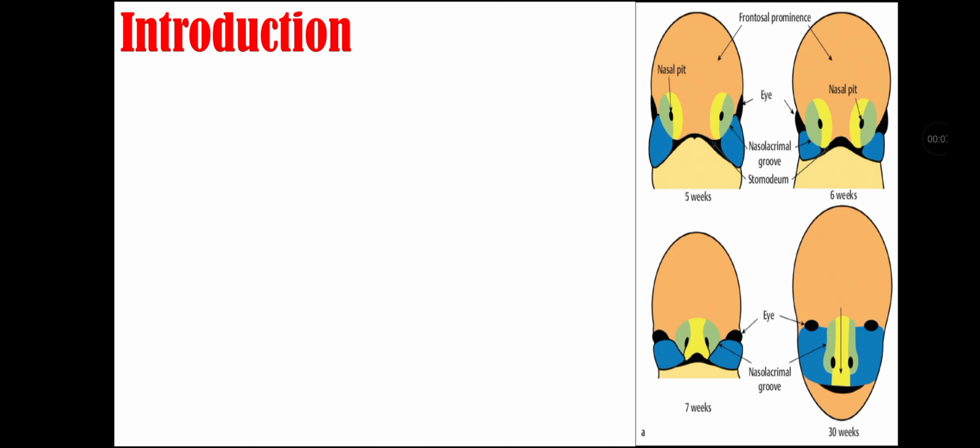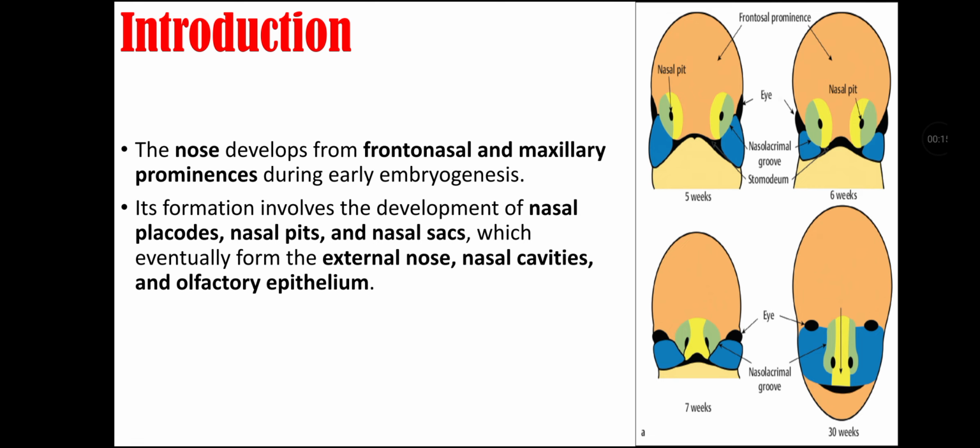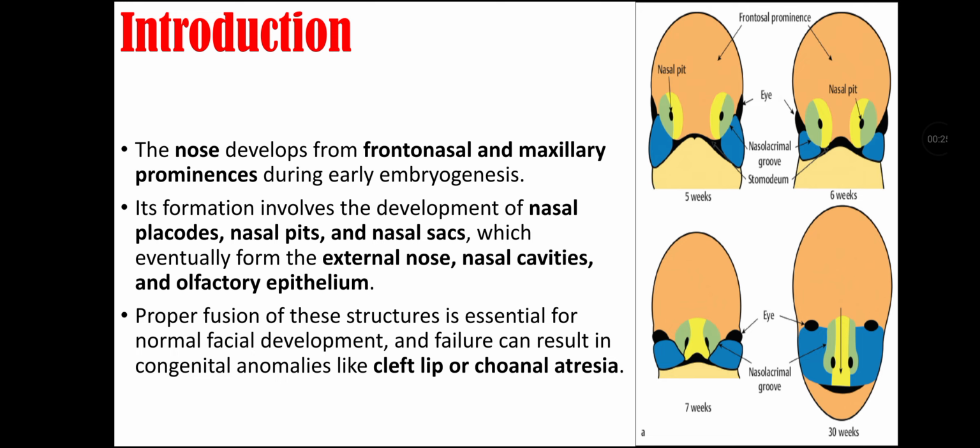So let's start our topic with introduction. Nose develops from frontonasal and maxillary prominences during early embryogenesis. Its formation involves development of nasal placodes, nasal pits and nasal sacs, which eventually form the external nose, nasal cavity and olfactory epithelium. Proper fusion of these structures is essential for normal facial development, and failure can result in congenital anomalies like cleft lip or choanal atresia.